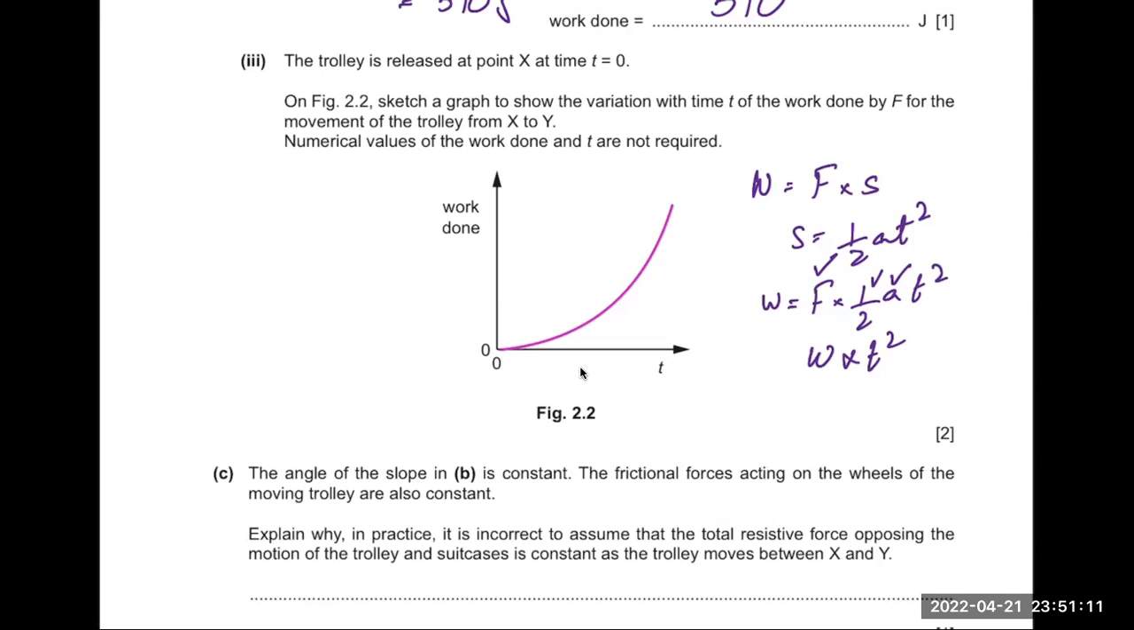This is the only method to solve it. Basically, whenever they ask you to draw a graph of one quantity with respect to the other quantity, you need an equation linking the two quantities. And apart from the two quantities, everything else should be a constant. That is the only way that you can draw a graph. If in this case the force was changing or the acceleration was changing, you would not get the same graph.